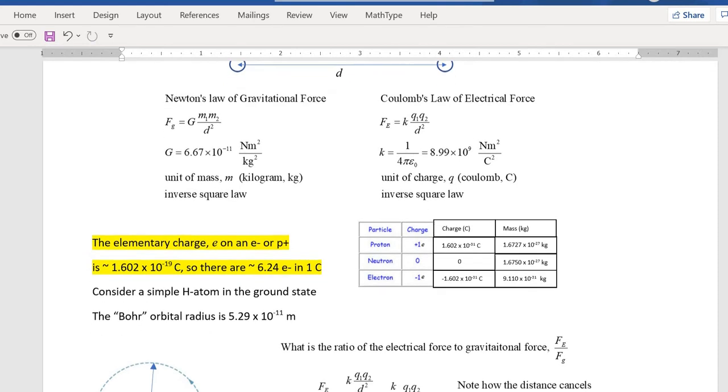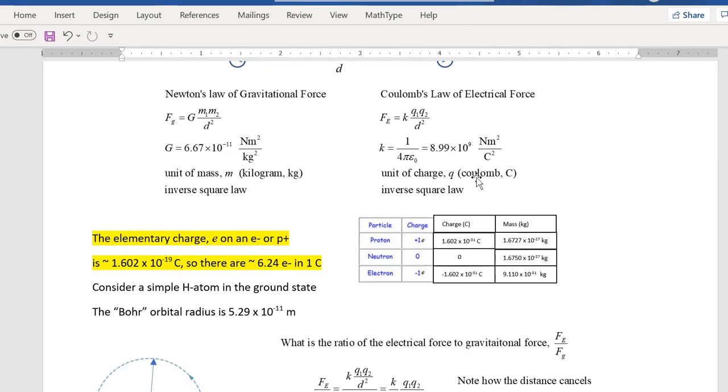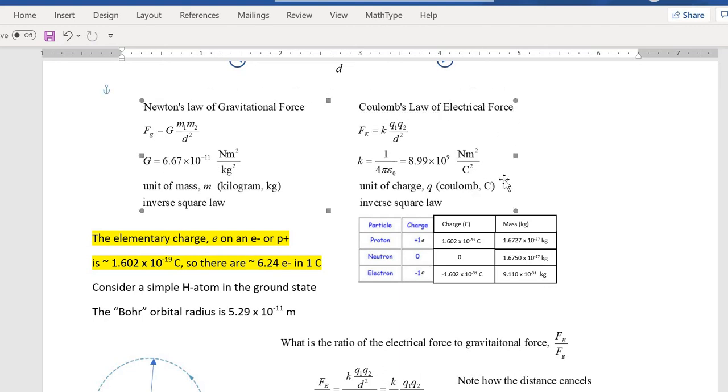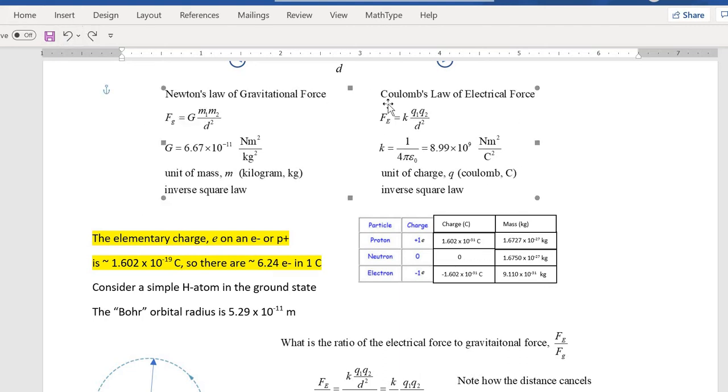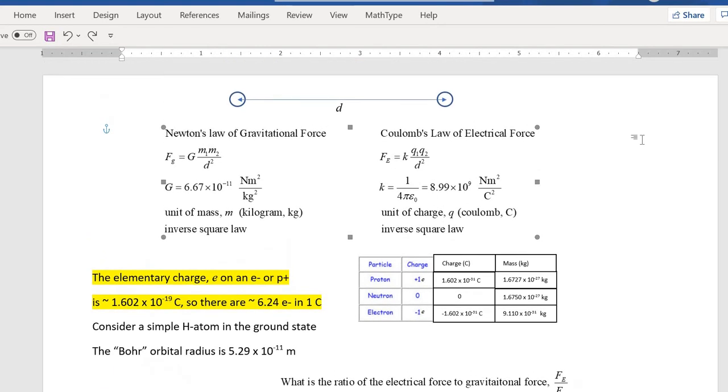Now, what are the units of charge? They are the Coulomb. In the MKS system, we're going to use MKS units solely in our study of electromagnetism. The units for charge are the Coulomb. Now, so we see that it's also an inverse square law. So it behaves in the same manner.